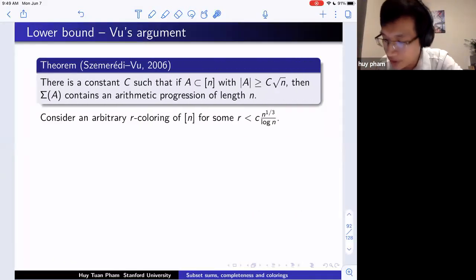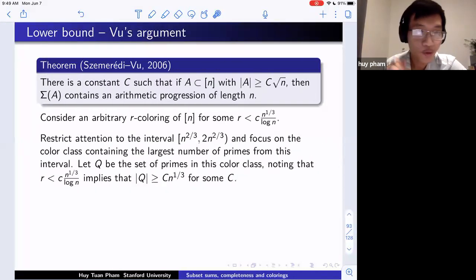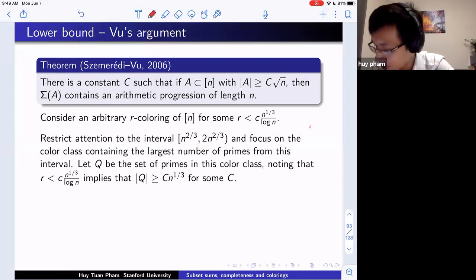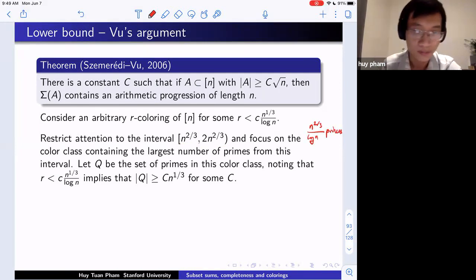Let's consider an arbitrary R-coloring of n, where we assume that R is sufficiently small, smaller than a little constant times n to the 1/3 over log n. In fact, we'll just focus our attention on this dyadic interval from n to the 2/3 to 2n to the 2/3, and only on the primes that are contained in this interval. So there are roughly n to the 2/3 over log n primes contained in this dyadic interval.